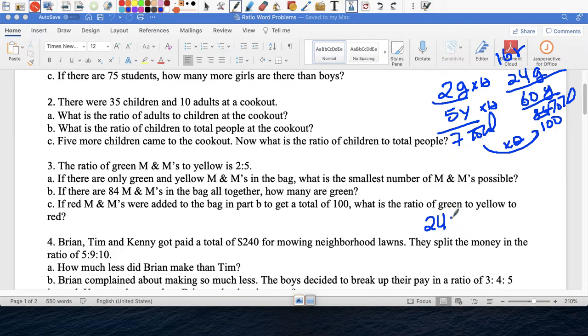Let me write it like that. 24 greens. Yellow would be 60, and red would be 16. We can definitely simplify this. Let's divide this by 4. So that would be 6, 15, and 4. So the ratio of green to yellow to red.